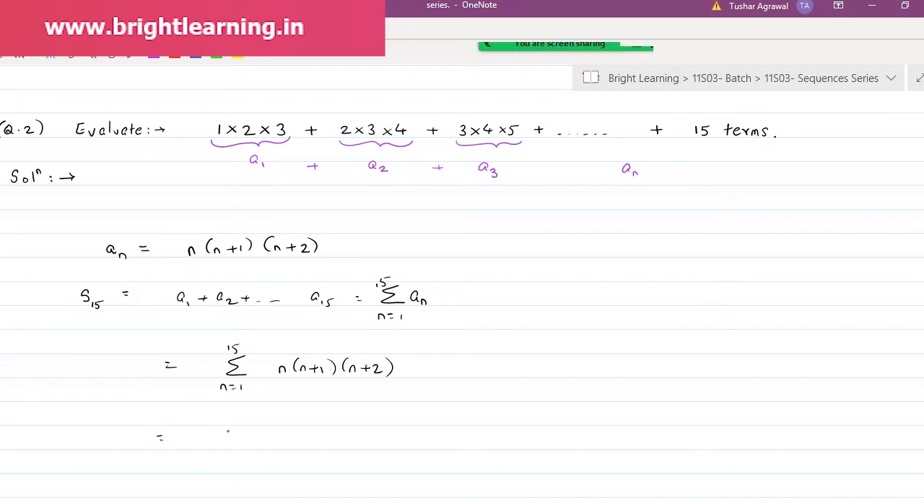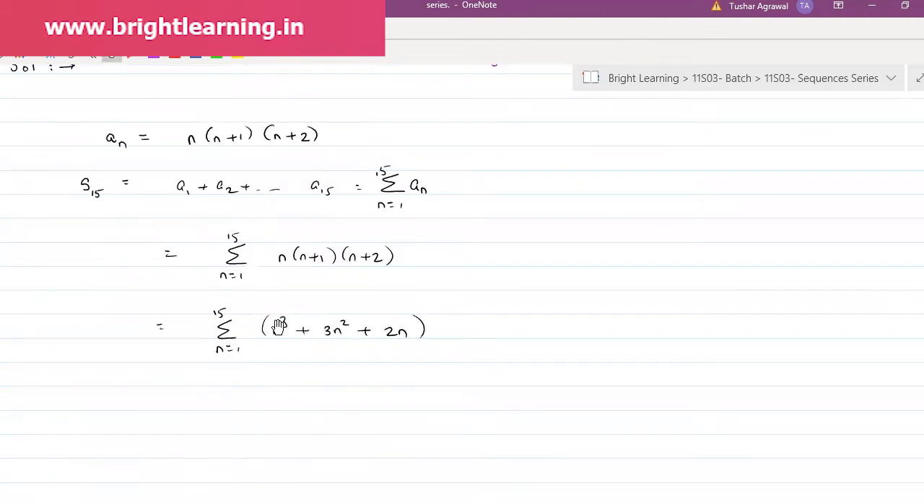How do we do this product? Expand. This turns out to be n cube plus 3n square plus 2n. And then separate the summations and then use the formula.